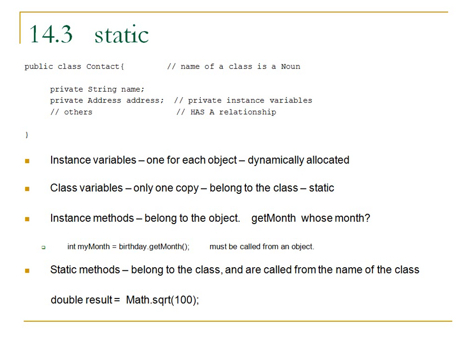So let's start out by talking about instance variables. This class Contact has some instance variables, and that means that every time you make a contact, you get an instance of these variables. So each contact has a different name, and each contact has a different address. So that should be fairly simple.